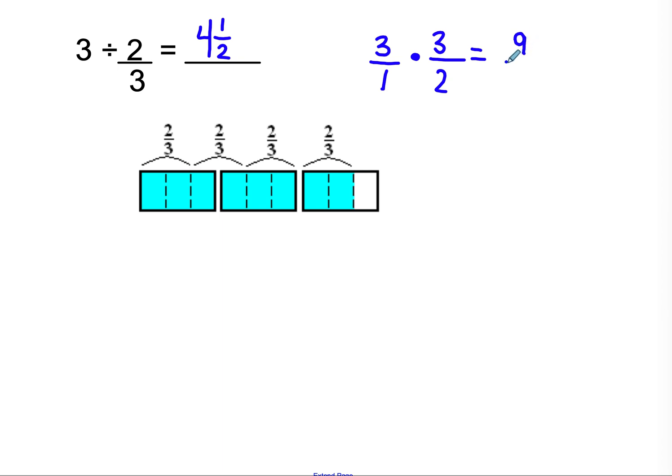We're multiplying straight across. 1 times 2 is 2. 9 halves. 2 goes into 9 4 times, with 1 as a remainder. So 4 1/2. That's how I could get that answer without the picture.